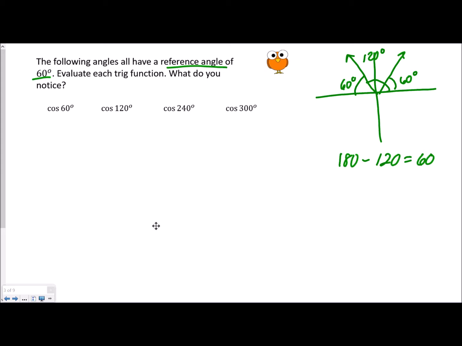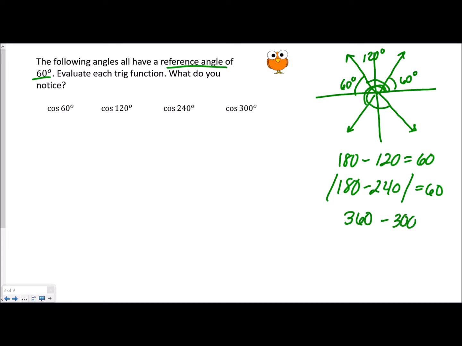The next one is 240. He's down here in quadrant 3. In quadrant 3, you take 180 minus that angle, but it's the absolute value of it. So you would get 60 again. And then the last one is over here in quadrant 4. And in quadrant 4, remember, you take 360 minus 300 to get your reference angle. So all 4 of them have a reference angle of 60.